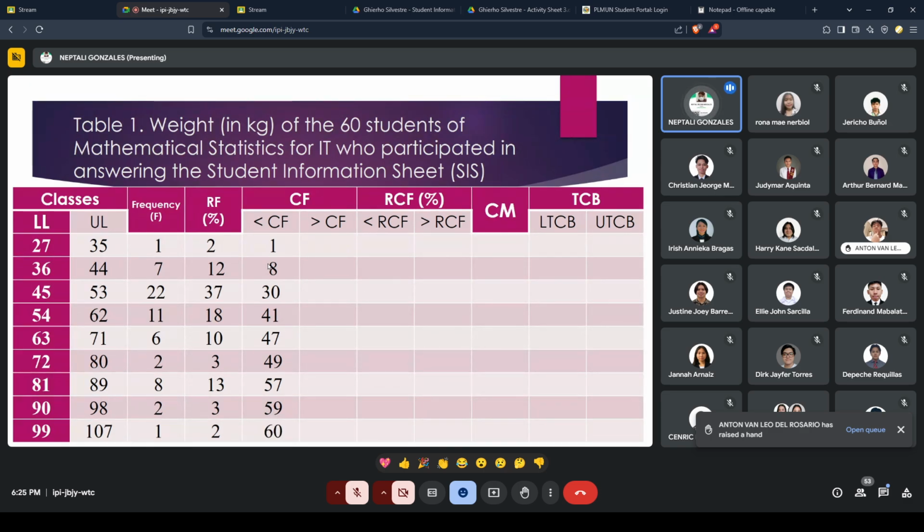To get the greater than cumulative frequency, it is a tip to start below, at the bottom. Or if you also want, start with the topmost part, then all you have to do is to subtract. But it's easier to add. So I suggest that you always start at the bottom in finding the greater than cumulative frequency.